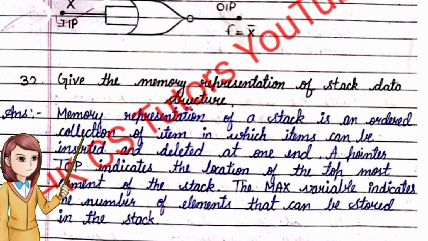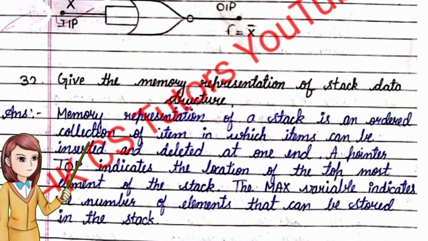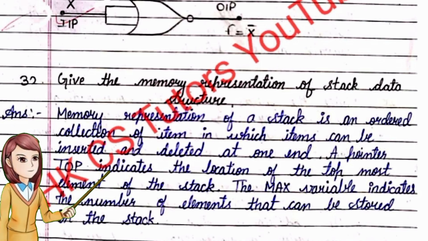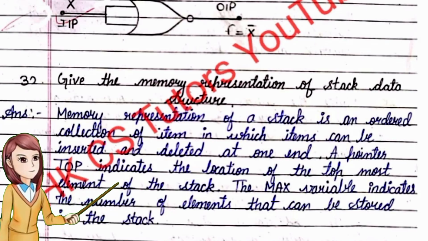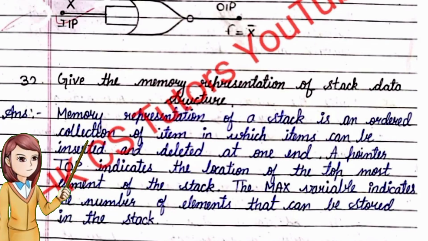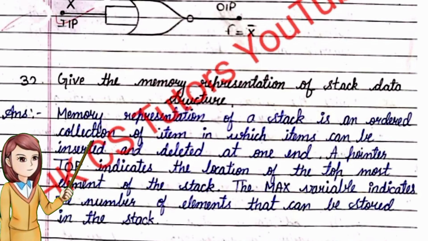32nd question. Give the memory representation of stack data structure. A stack is an ordered collection of items in which items can be inserted and deleted at one end. A pointer top indicates the location of the topmost element of the stack. The max variable indicates the number of elements that can be stored in the stack.